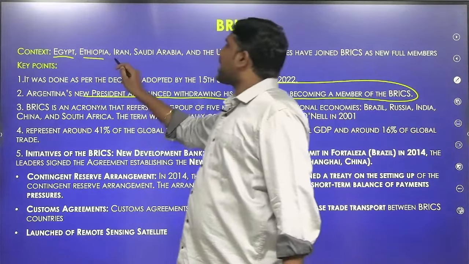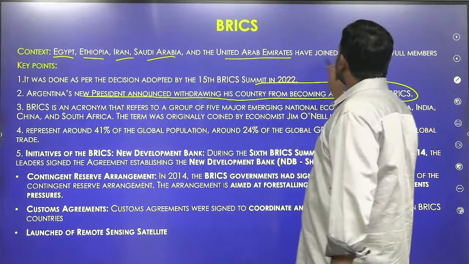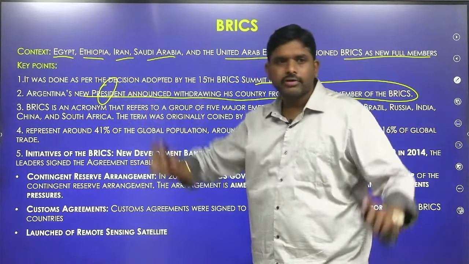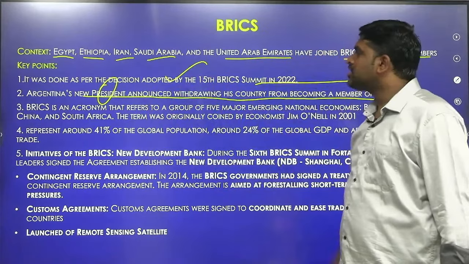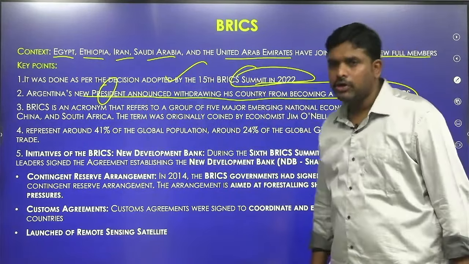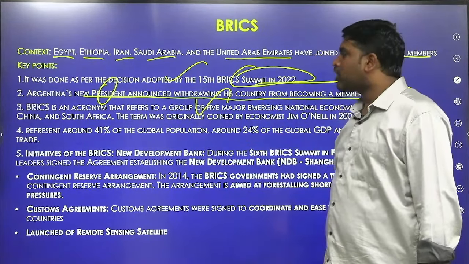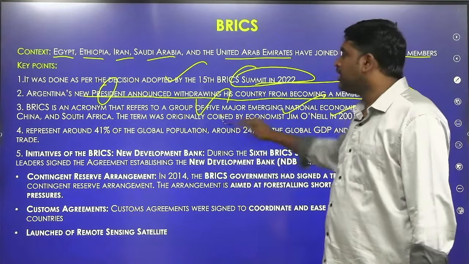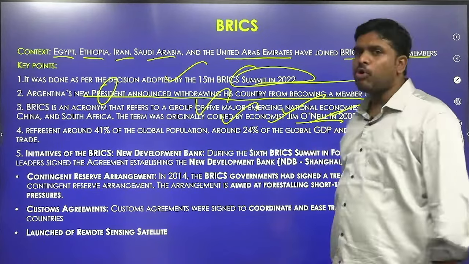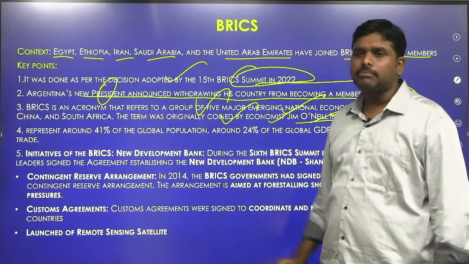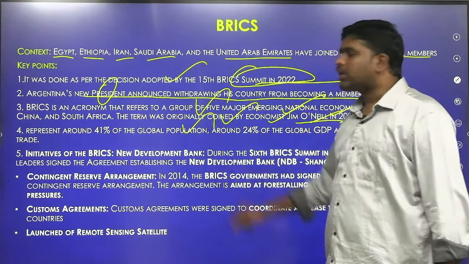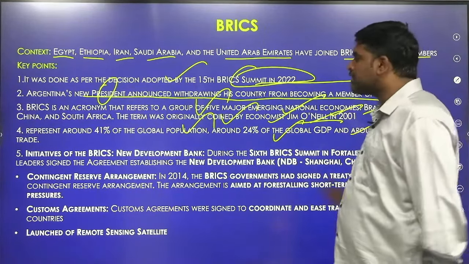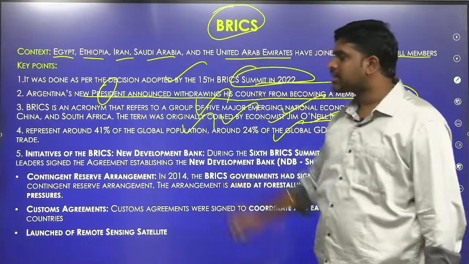Egypt, Ethiopia, Iran, Saudi Arabia and United Arab Emirates have joined BRICS as new full members, whereas Argentina joined and left. It was done as per the decision adopted by the 15th BRICS summit in 2022. BRICS is an acronym for the group of 5 emerging economies: Brazil, Russia, India, China and South Africa. It was originally coined by a person called Jim O'Neill. It is an economic term. 41% of global population, 24% of global GDP and around 60% of global trade happens in the BRICS countries.